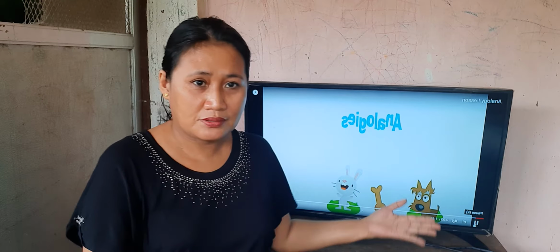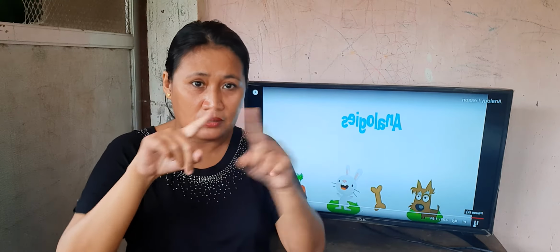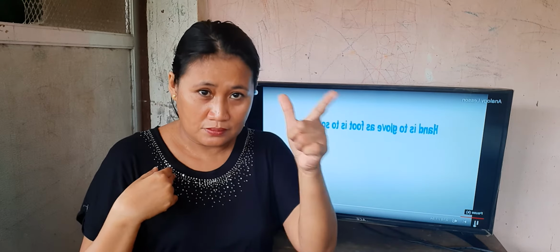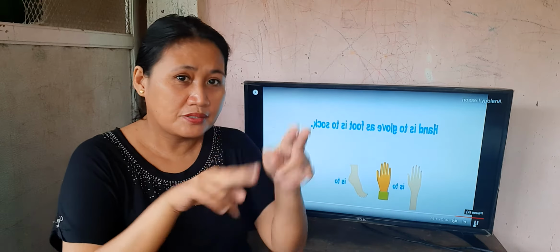Analogies are statements that compare or contrast ideas that seem to have no relationship, but really do. Let's look at an example of an analogy. Hand is to glove as foot is to sock.